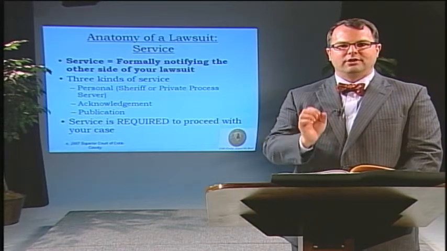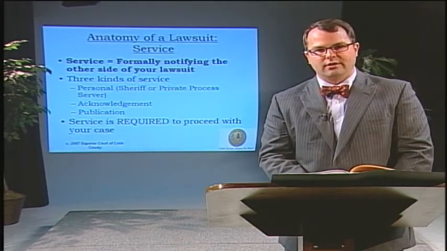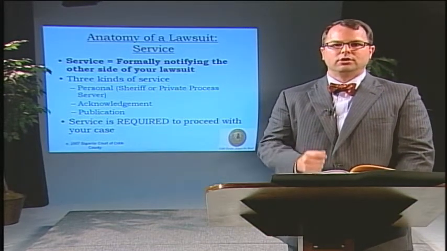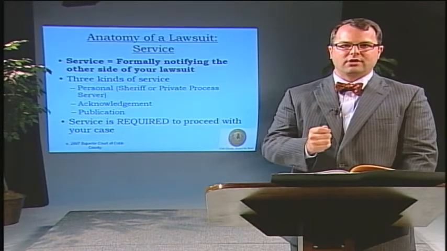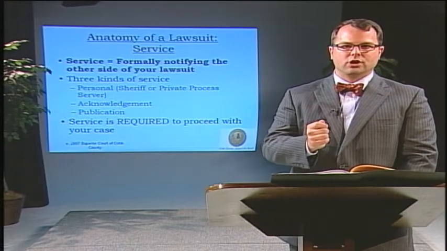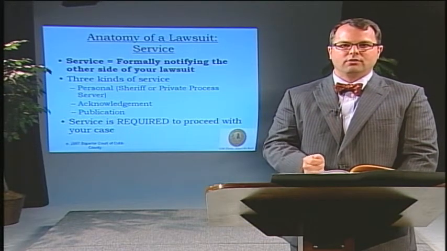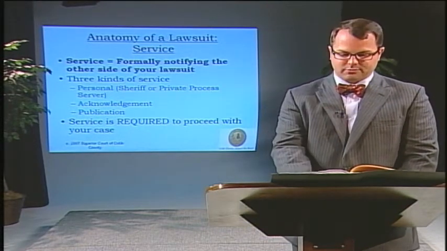Always keep in mind that service is absolutely required in order for you to proceed with your lawsuit. You will never get the opportunity to go to court, have your case heard, and have a judge rule upon it unless you can show that you have served the other party or that you have made diligent efforts to have them served.